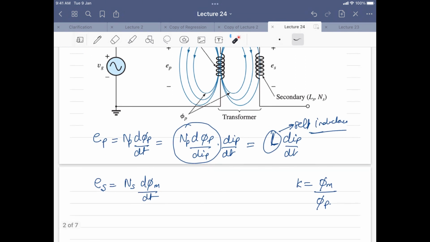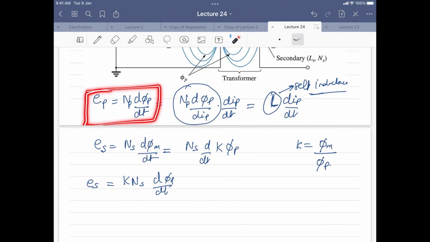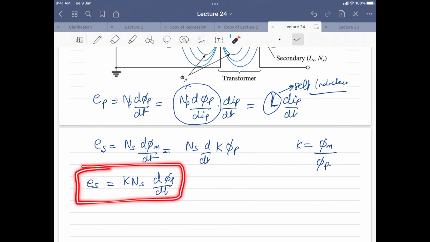Here, you can use this relation to substitute over here. Once you do that, what will you get? It is Ns d/dt of k phi p, and you can bring k outside. So it is k Ns d phi p by dt, which is Es. And now if you divide the two terms, this is the first one, and this is the second one. If you do that, what will you get?